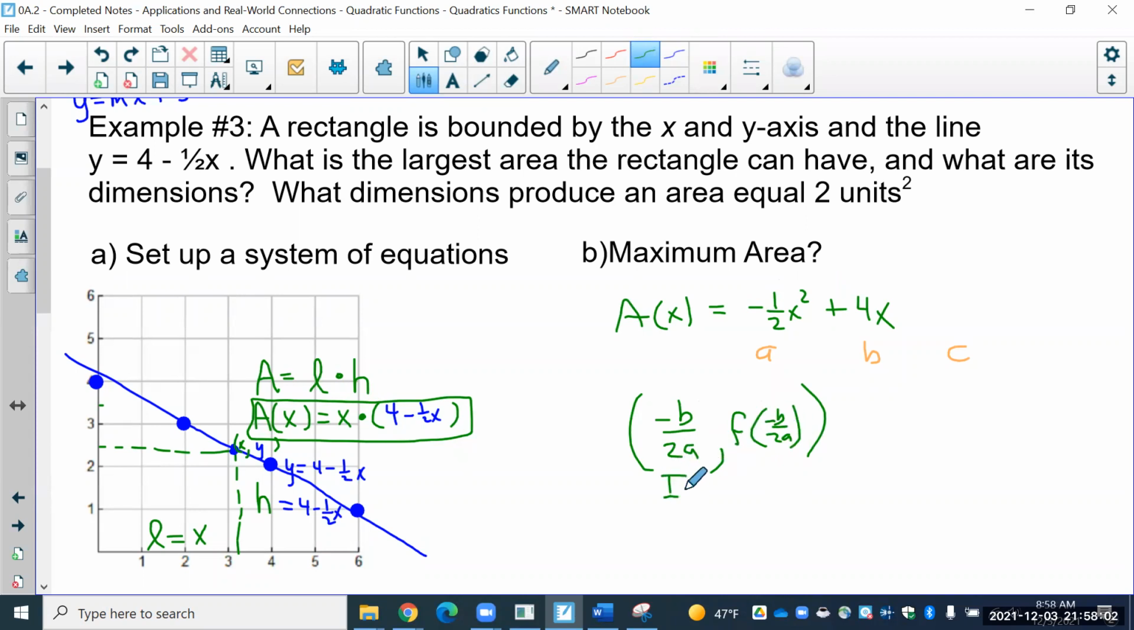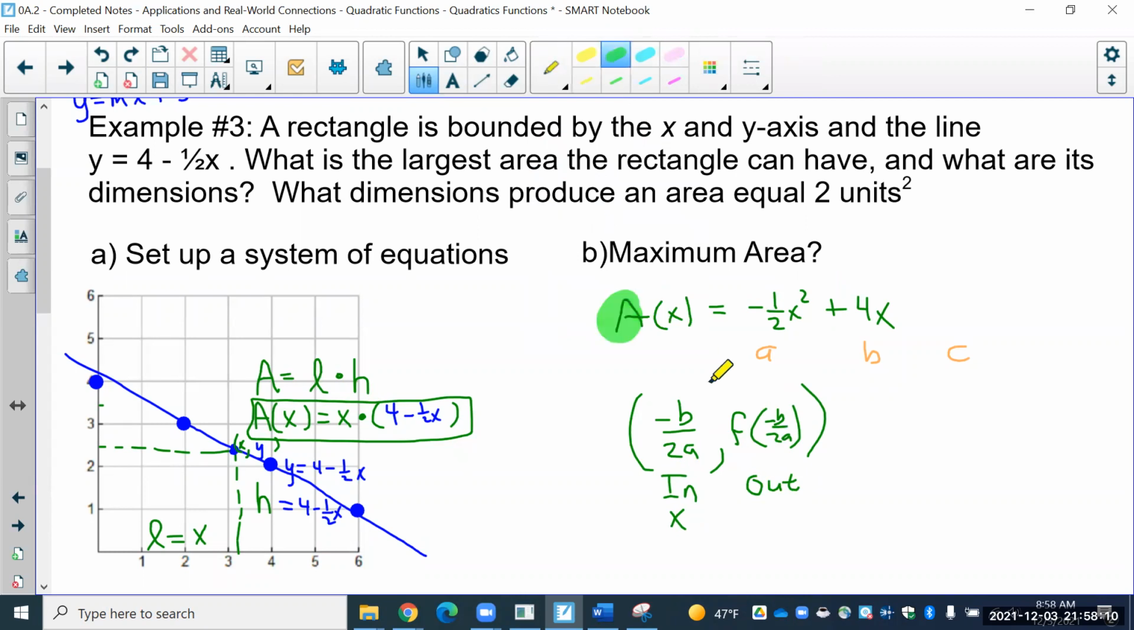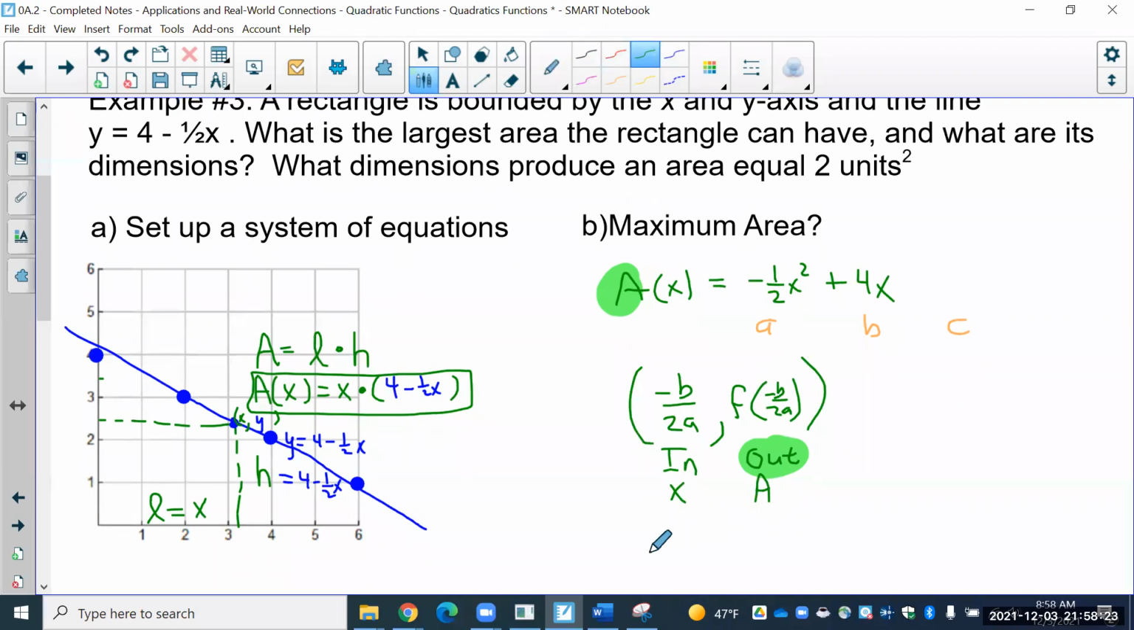So in this case, I'm going to input an x value, but I'm going to output a what? The output is always this value. I'm going to output an area. Again, as we saw in another problem, I'm not going to know the length and width unless I plug stuff back in, which is going to be another question. So let's just figure out this part.